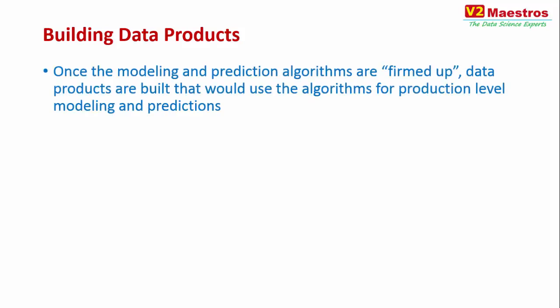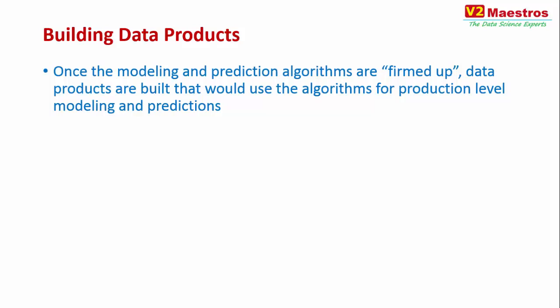So here comes what is called building data products. So what is a data product? A data product is an application that works on data, gets something out of data and uses it to achieve some objective. As simple as that. Once data modeling and prediction algorithms are firmed up, you know exactly what you have to do. Then you build a data product.